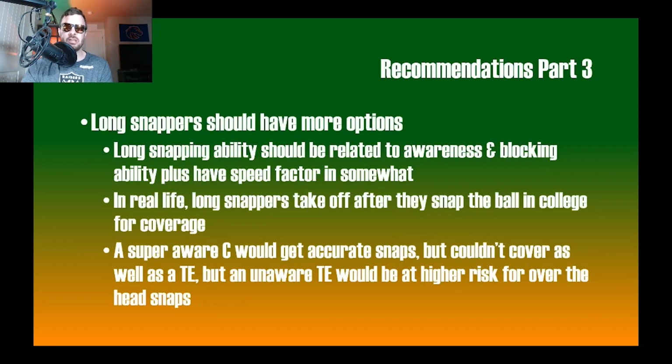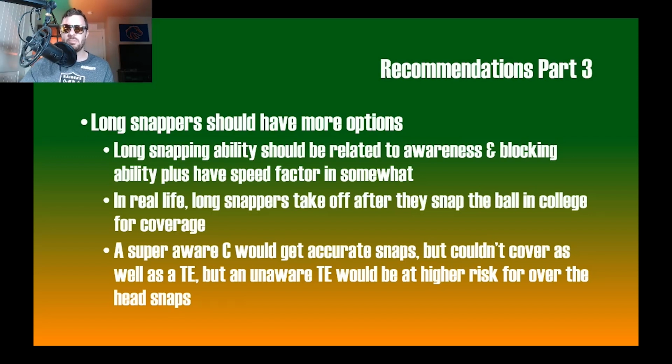And then lastly, here are my recommendations for long snappers. Long snappers should have more options. Long snapping ability should be related to awareness and blocking ability, plus have the speed factor in it somewhat. In real life, long snappers take off after they snap the ball in coverage; in college, too, for coverage. And then a super aware center, he's got better blocking abilities. He might be accurate with his snaps, but he couldn't cover as well as a tight end. But an unaware tight end would be at greater risk for snaps over the head. So that's how I kind of think it should be there.